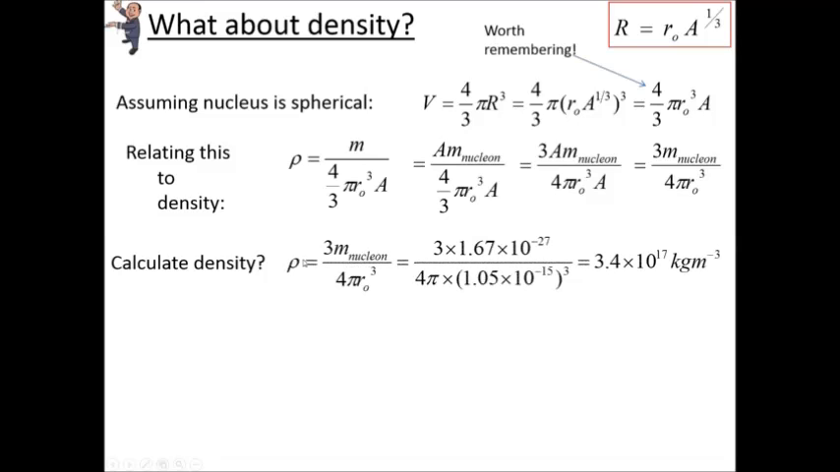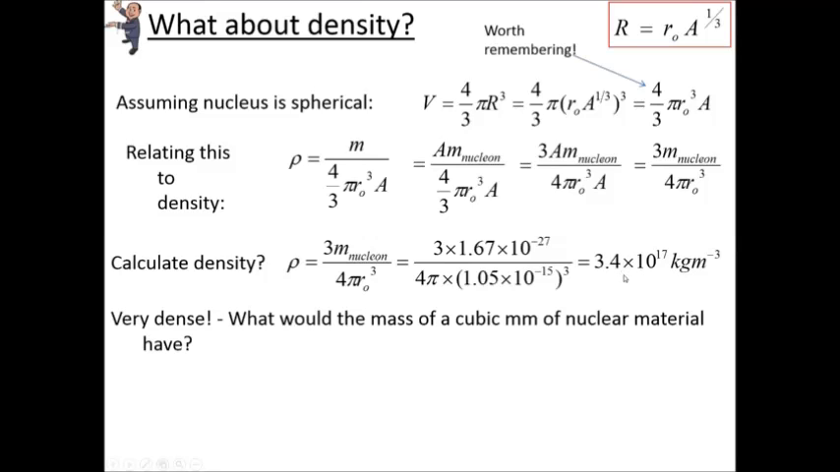So let's just put some numbers in and work out what it is. If you put the numbers in: 3, mass of a nucleon 1.67 times 10 to the minus 27, 4 pi, and I've used 1.05 for r0. Again, it just depends what you end up given or what you use, as long as it's in the region of 1 to 1.2 femtometers. I've put it in and cubed it, and I'm getting a density of, wow, 3.4 times 10 to the 17 kilograms per meter cubed.